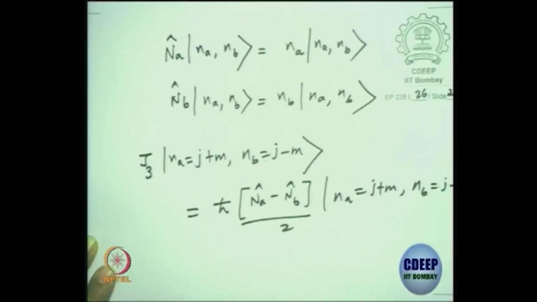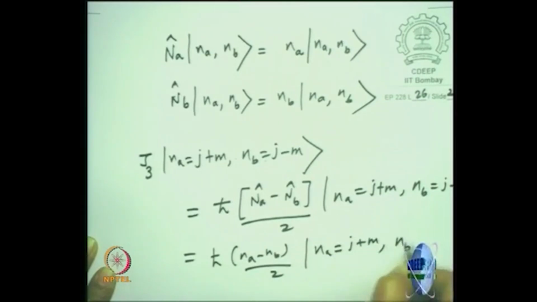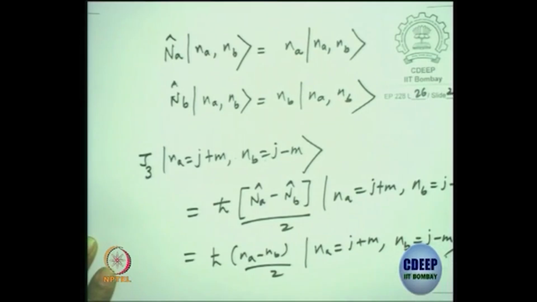Right? I can do this. What will you get? H is ħ times (Na minus Nb) by 2. And Na minus Nb is nothing but 2m, and 2m by 2 will be m. You will get ħ m. You can rewrite, instead of using Na, Nb, I can also write it as J M. There is no problem. It's synonymous or equivalent.